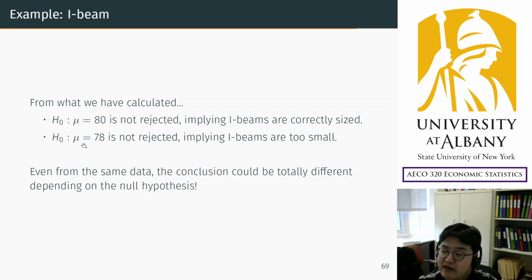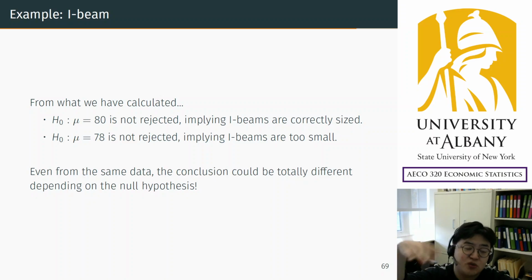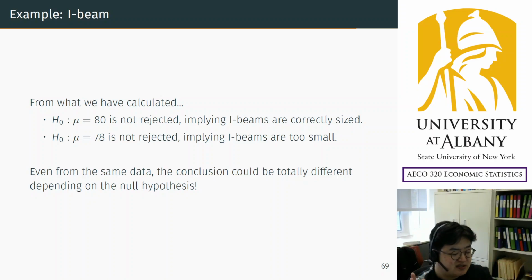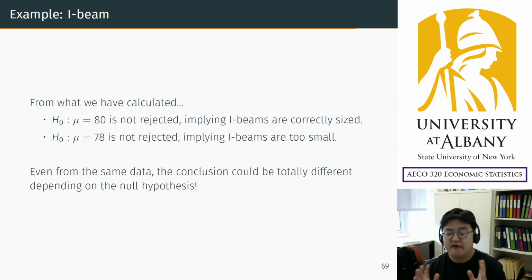But now, if you change your belief, you keep the belief again from the same data. So even from the same data, depending on your belief, how you interpret the data is different, right? If you start from the belief that the I-beams are correct, you maintain that belief. But if you start from the belief that the I-beams are wrong, then you also keep that belief. So this is a very unique and strange property of hypothesis testing.